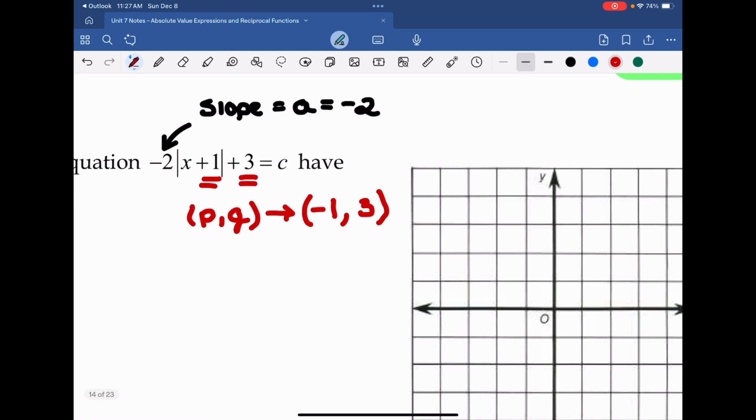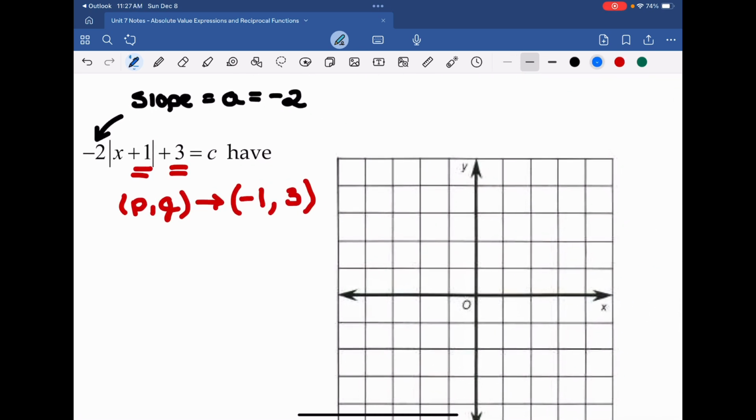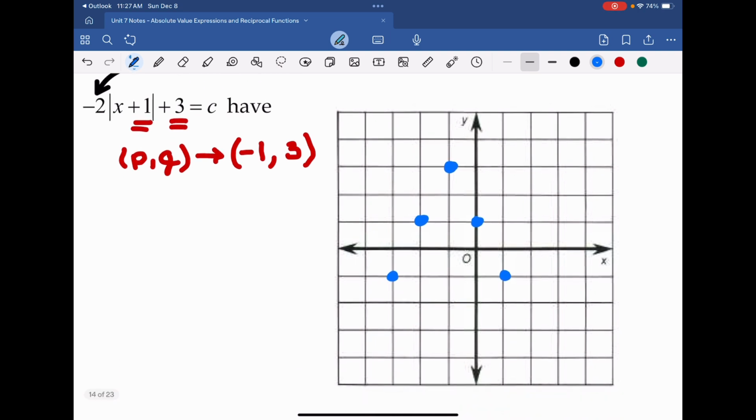Okay, so let's map this out. Let's see if we can provide the graph for this. I go over to the graph and I go, okay, my p and my q is at -1 and 3, so the high point is right here. Then, in terms of using the slope to get the rest of the points, we go down 2 over 1, down 2 over 1, down 2 over 1 on the other side, down 2 over 1 on this side. And we just continue that pattern as long as it takes to get a specific set of points.